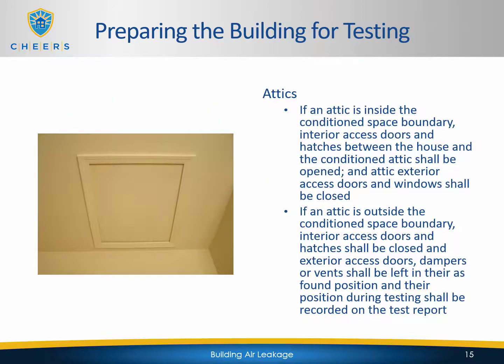For attics, it's the same principle as the crawl space. So if an attic is inside the conditioned space boundary, interior access doors and hatches between the house and the conditioned attic shall be opened, and attic exterior access doors and windows shall be closed. So again, if the attic is part of the conditioned space of the house, the door to the attic will be left open, and any doors or windows that go from the attic to the outside of the living space have to be closed, just like you would count in the rest of the house.